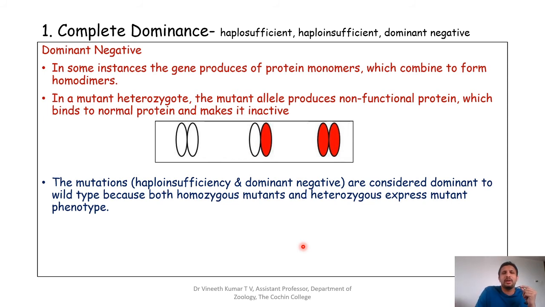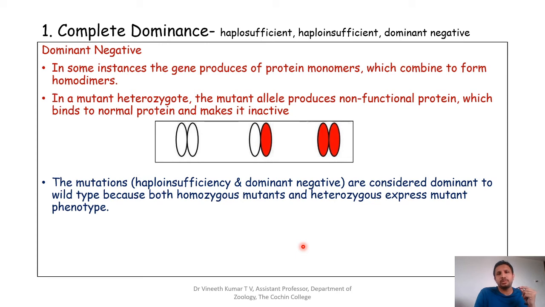If a dimer is formed of the same units, they are called homodimers. So in some instances, a gene produces protein monomers which combine to form homodimers, and these homodimers are the functional ones. They might be functional enzymes, they might be functional as structural components, etc. So only dimers will be functional. Monomeric units are not functional.